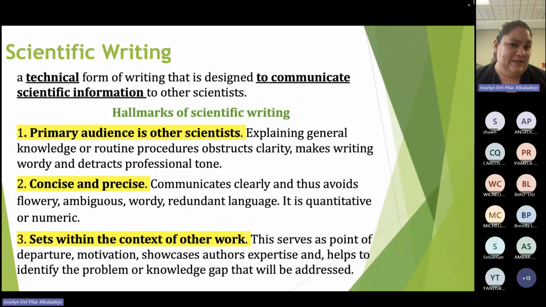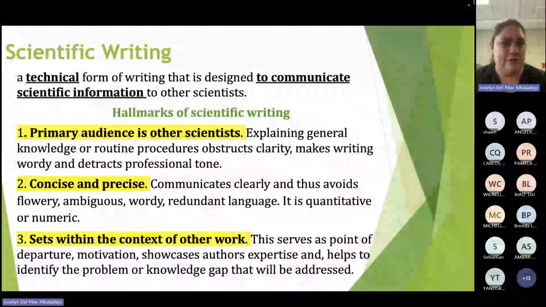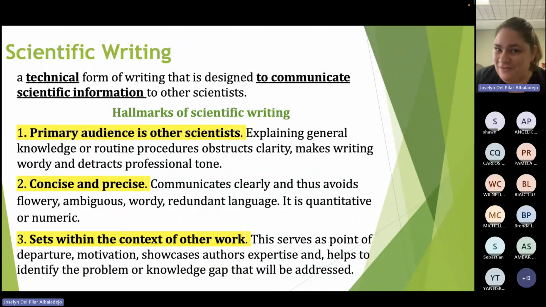The other thing, scientific writing should be concise and precise. So try to avoid adjectives. Sometimes even when I'm grading my students' papers, I see that they say a very shiny material. Okay, so you are communicating a characteristic of the material. But if you say a very shiny small material, small is ambiguous, right? Because what is small for me might not be small for you. So we want to avoid that kind of language and be as quantitative and as numeric as we can.